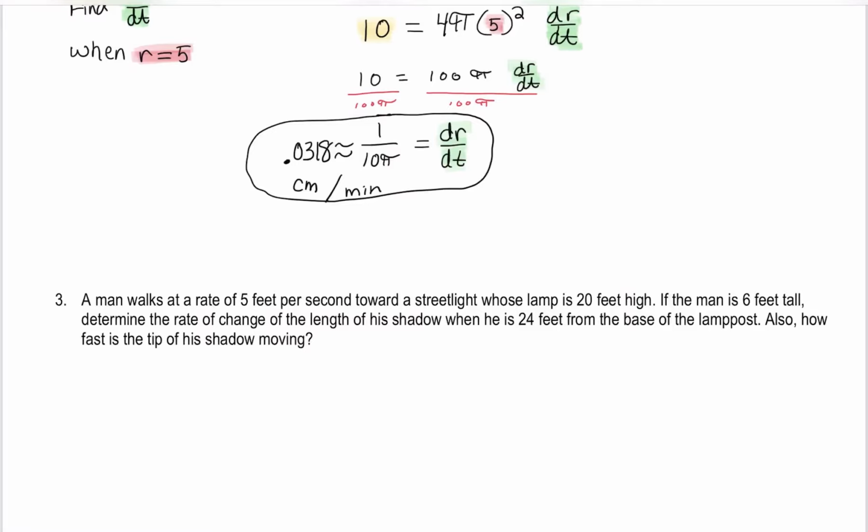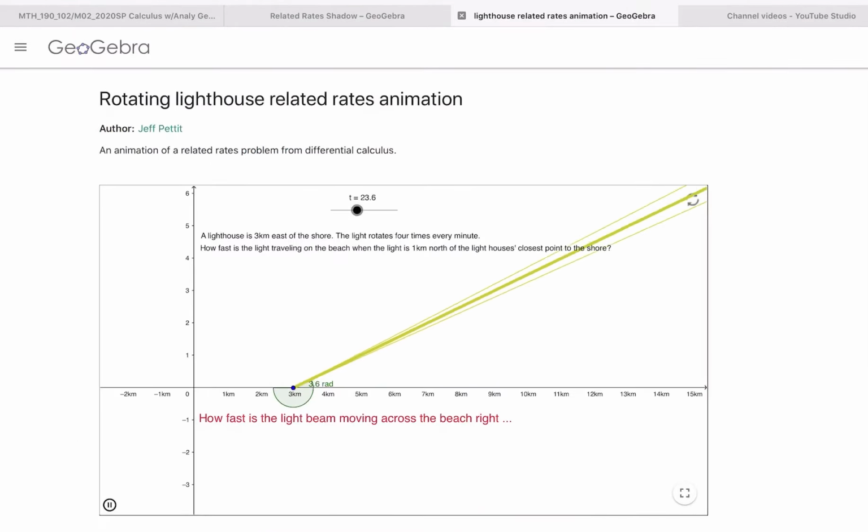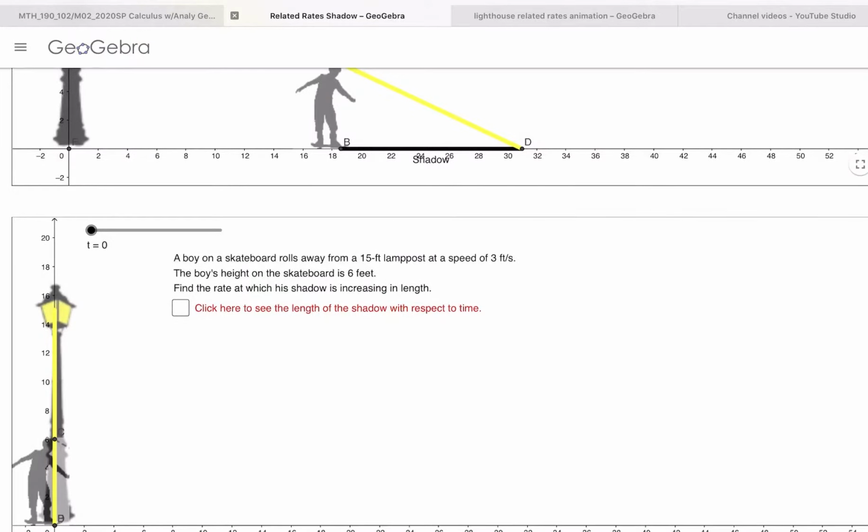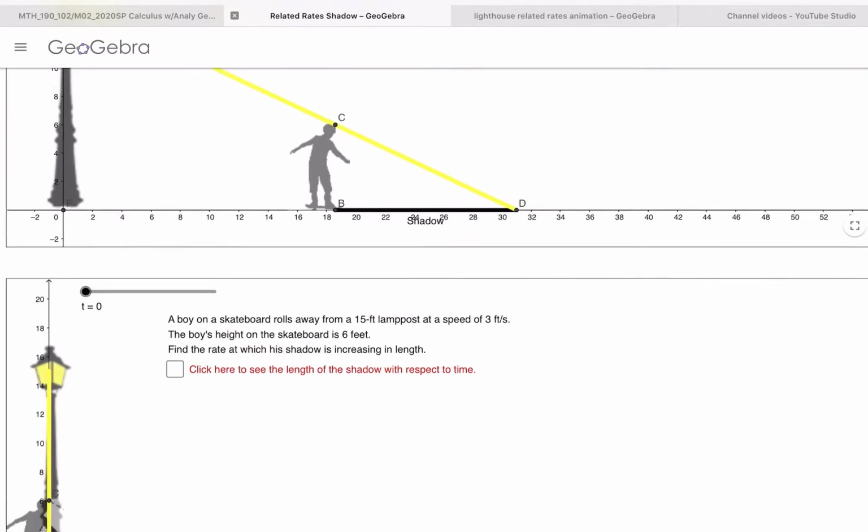And then we also want to look at how fast the tip of his shadow is moving, which may seem like the same question, but in reality is actually a little bit different. So let's start by looking at an applet. So let's take a look at this one. This is not our exact scenario, but it's pretty similar.